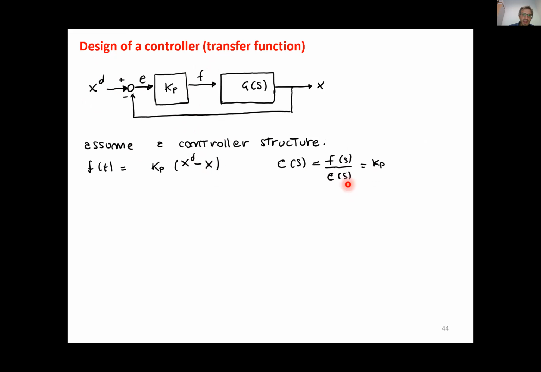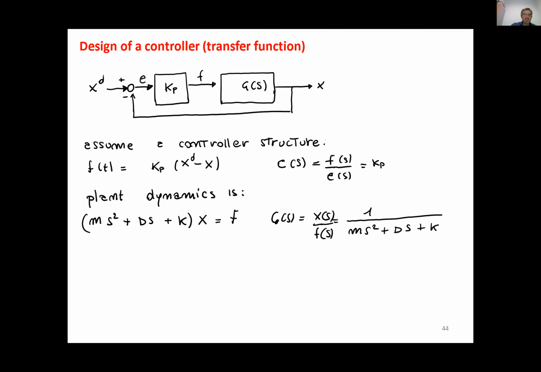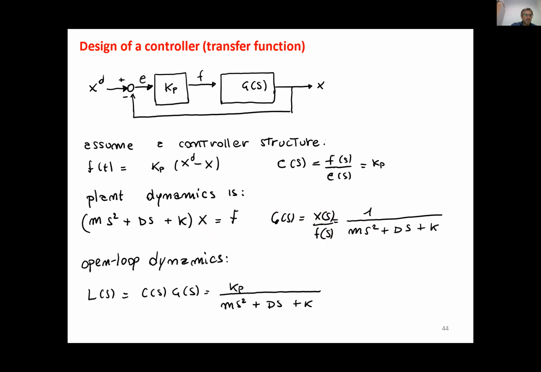This is the transfer function of the controller, C(s), and it's simply Kp, because it's the output of the controller, that is the control action, the force, divided by the input to the controller, that is the tracking error. And the plant dynamics we saw yesterday is this one. In Laplace, we can compute the transfer function dividing the output by the input, and we get something like this, that is a second order system. And if we compute the open loop dynamics, we multiply whatever is in the forward path, that is the controller times the system, and we get something like this.